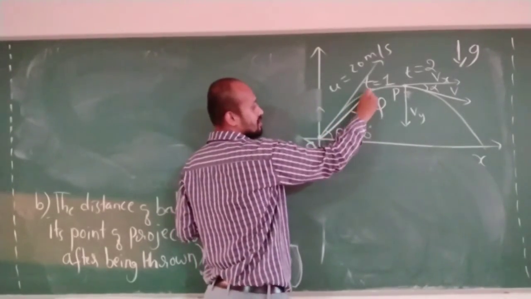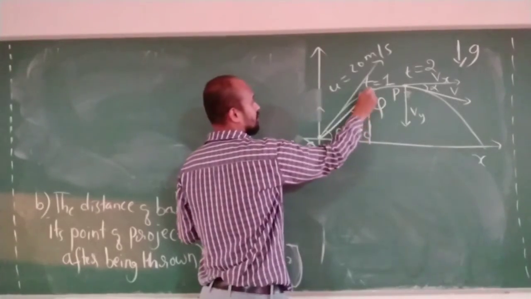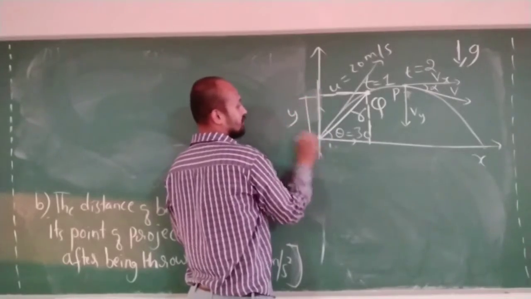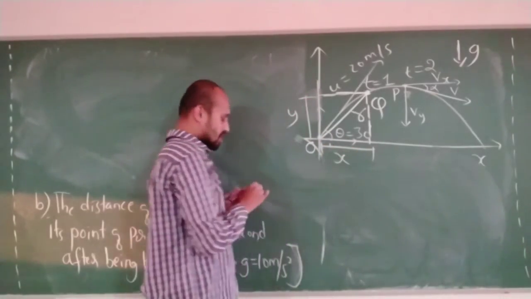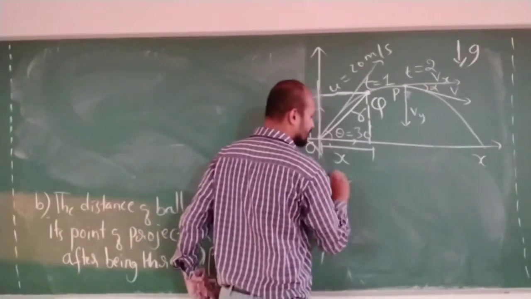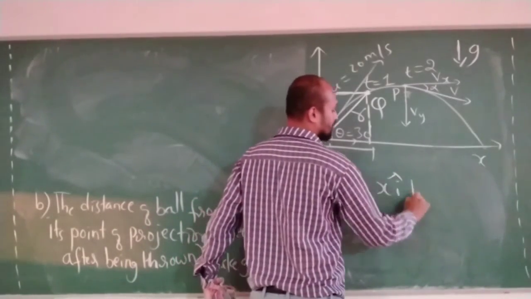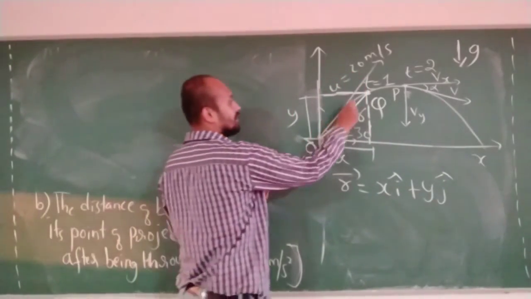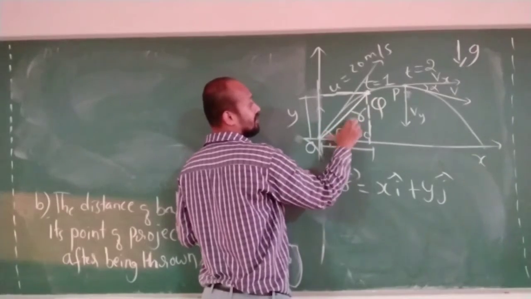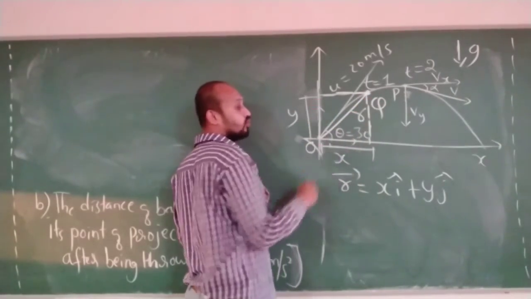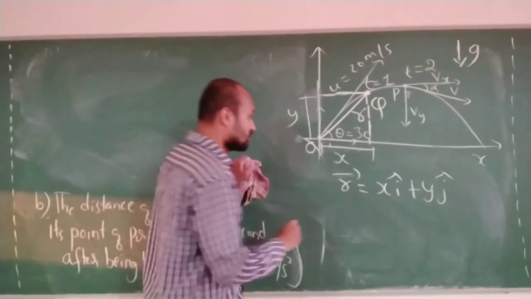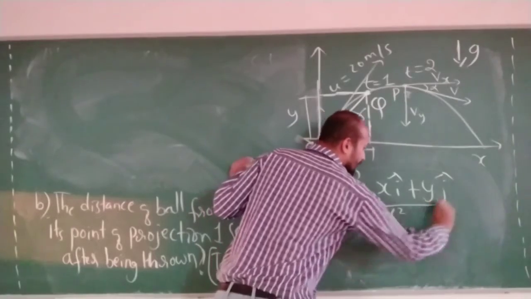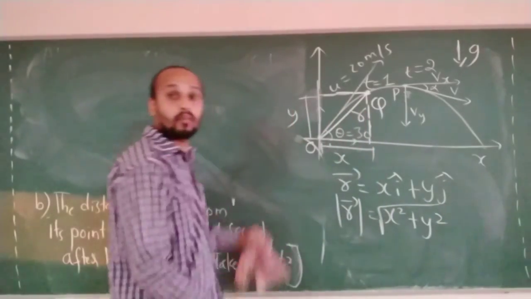Now, let us draw one line. If I draw one line like this, this is Y, this is X, such that the vector R will become X i cap plus Y j cap. Are you understanding? Vector R is nothing but X i cap plus Y j cap. So the magnitude of R will be root of X square plus Y square. I am talking about position.